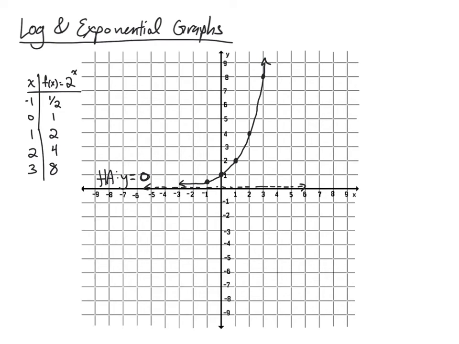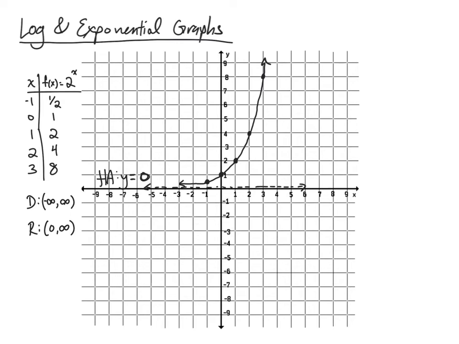We know that the horizontal asymptote for any exponential parent function is y equals 0. We can also talk about the domain and range here. So the domain is -infinity to infinity. Fantastic. The range is 0 to infinity. Sweet.